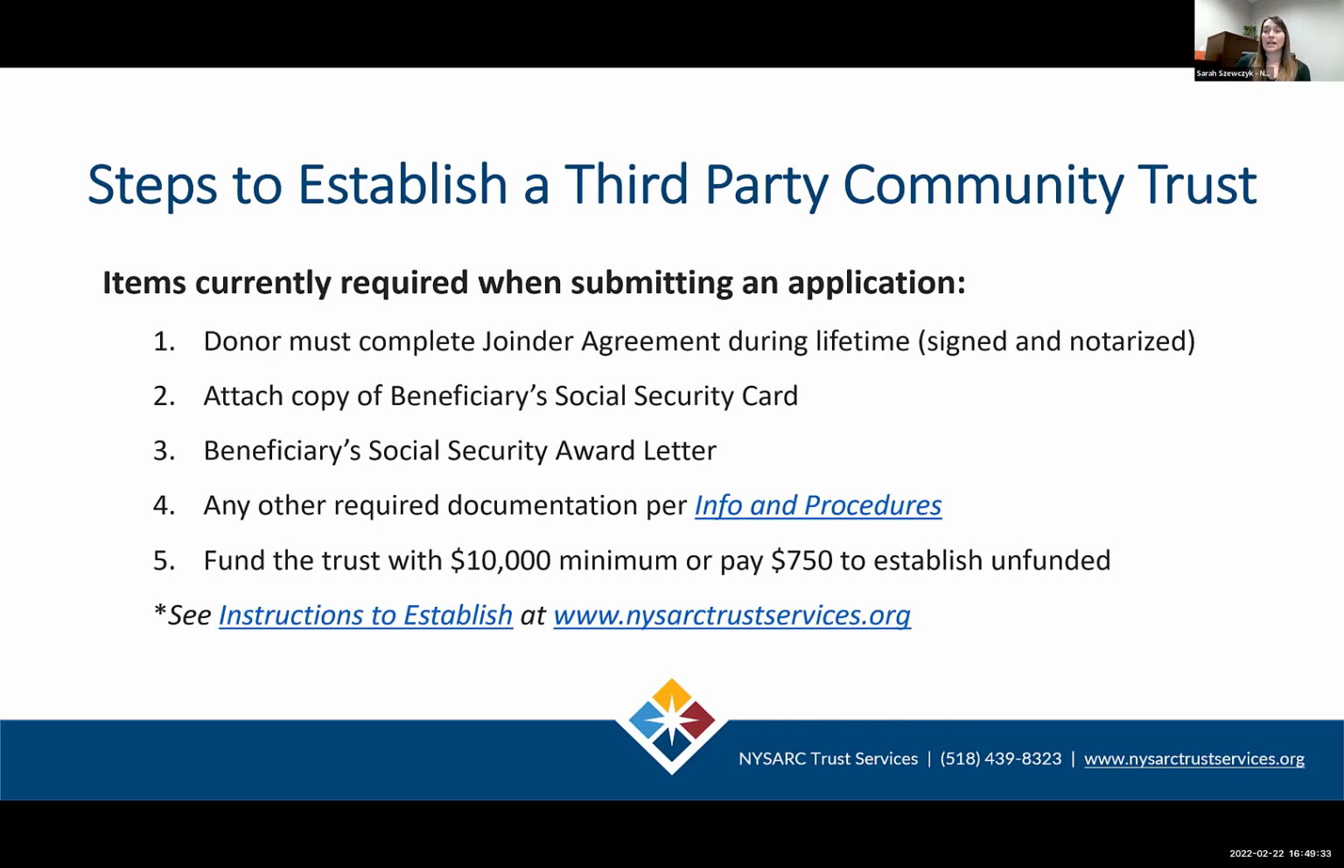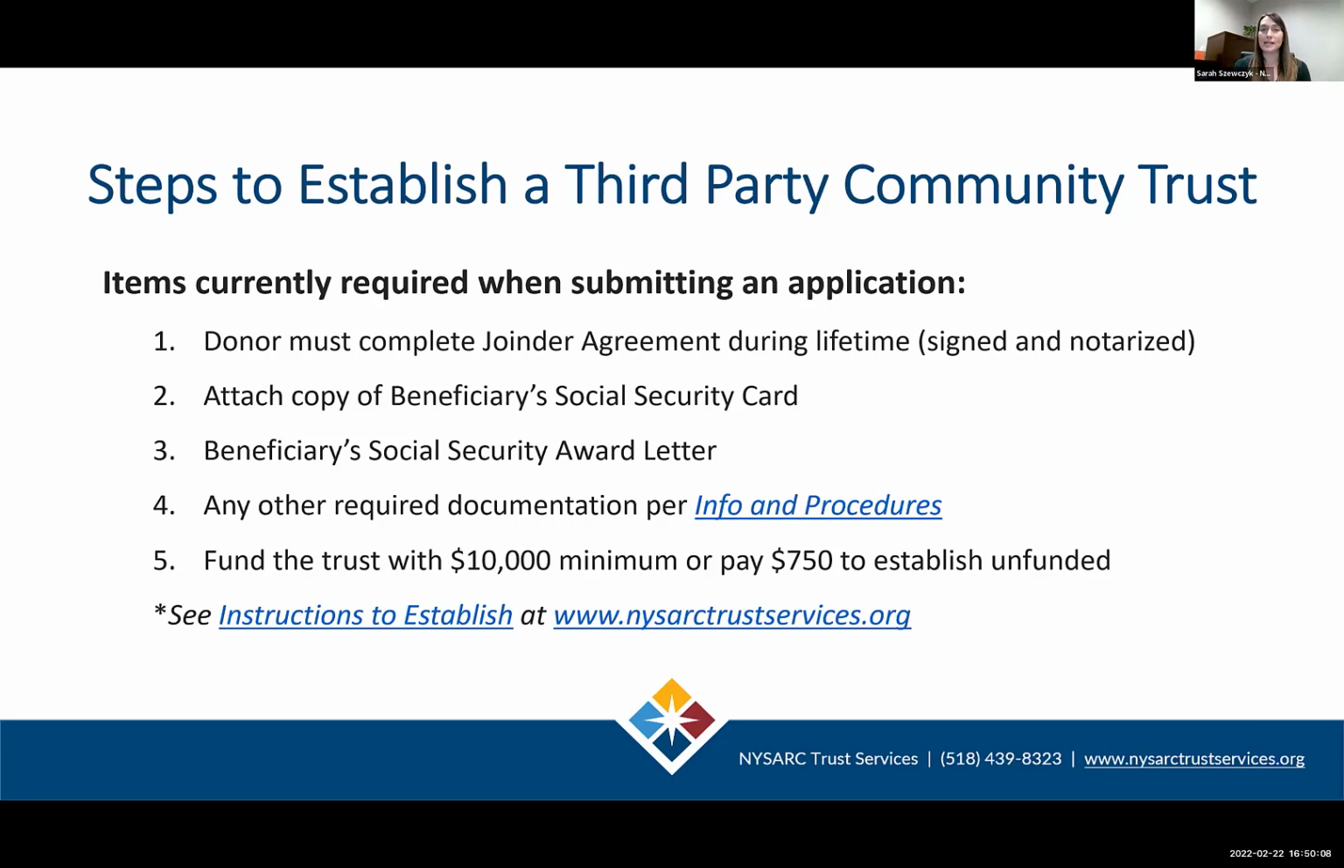So if you're interested in getting started, we're going to talk about the requirements of how you set up this trust program. It's a little bit different in the sense that it is a pooled trust. So in order to name this trust in your estate planning documents or as the beneficiary of a life insurance policy, the trust itself has to be established. And in order to do that, the donor must complete a joinder agreement during their lifetime. So that's the first step: apply to join the pooled trust by completing the joinder agreement.